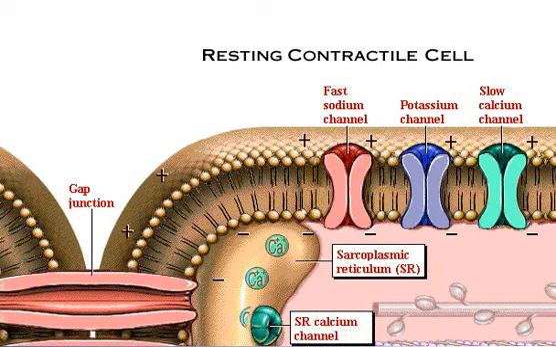Notice the sarcoplasmic reticulum, or SR, which is a storage site for calcium. Channels within the SR membrane allow calcium ions to be released into the cell. The myofilaments are the contractile units of the cardiac muscle cell.